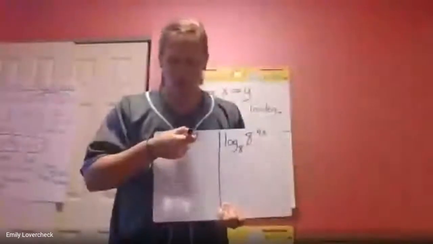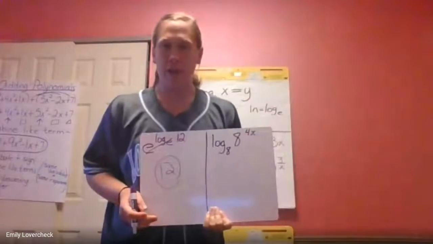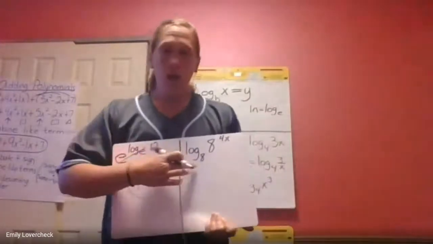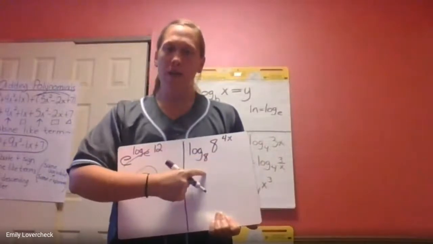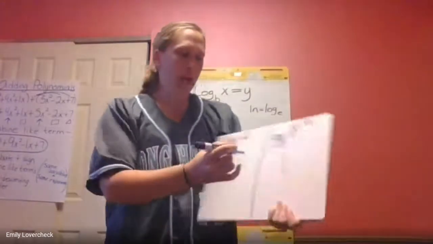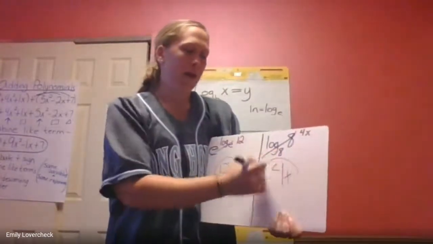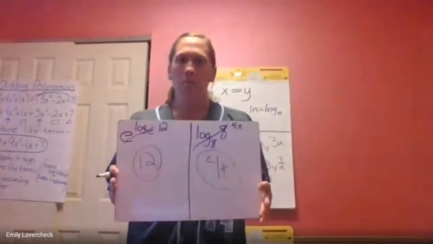So let's get into the lesson for today. So for instance, if I have e to the log base e of 12, if the exponent base and the base of the log are the same, those are going to cancel out, and we're going to get just 12. So 12 would be my answer there. Okay? Same thing here. Log base 8 of 8 to the 4x, the base of the exponential and the base of the log are the exact same. So those are going to cancel, and I'm left with 4x. Okay? So I believe those are 10 and 11 on your worksheet. But that is how they cancel.